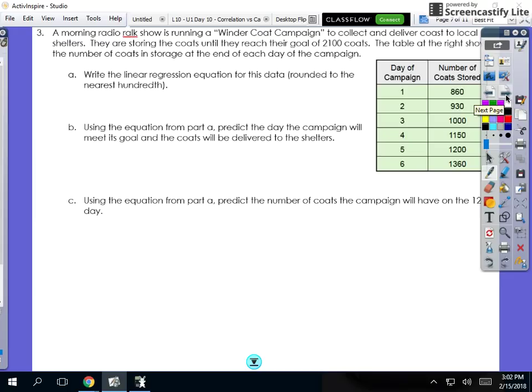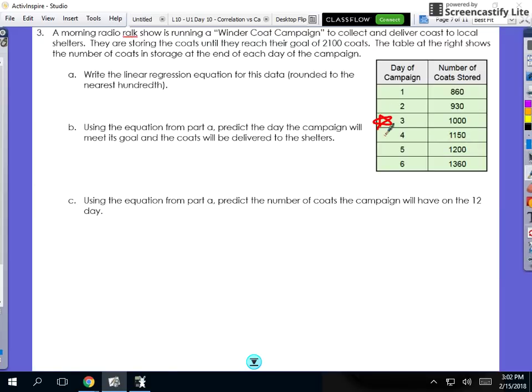All right, moving on. We've got a lot of data again. We have a radio talk show that we're doing a winter coat campaign. So we're trying to get some different coats and deliver those to local homeless shelters. And we have some days in the campaign and the number of coats that we have. So if you look over here at your table, on day 3, we have 1,000 coats have been collected.